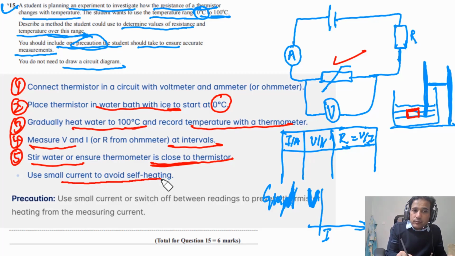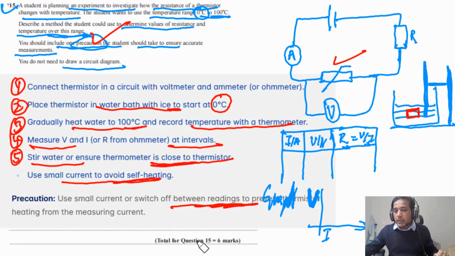Small currents we have to use to avoid heating. So this is the precaution we have to write down. Small currents, or we can switch off between readings to prevent thermistor heating. So these are the points you have to write down in the answer. If you write down, you will get 6 marks.